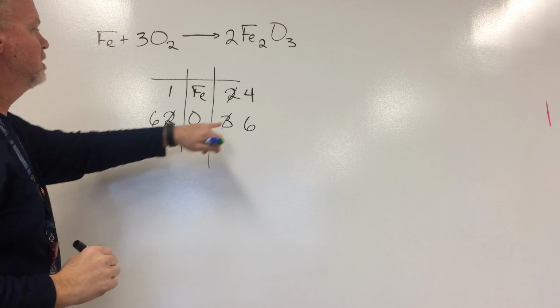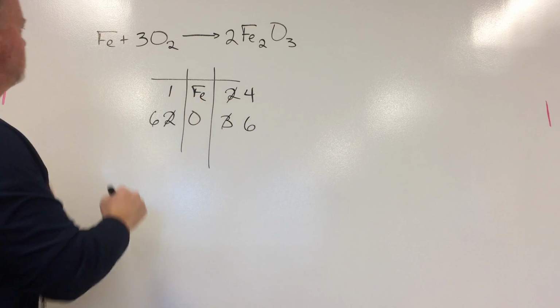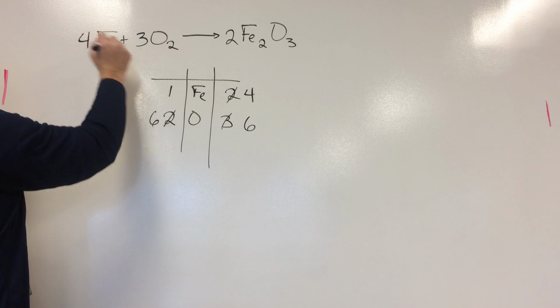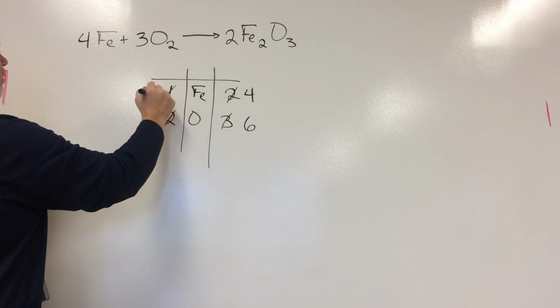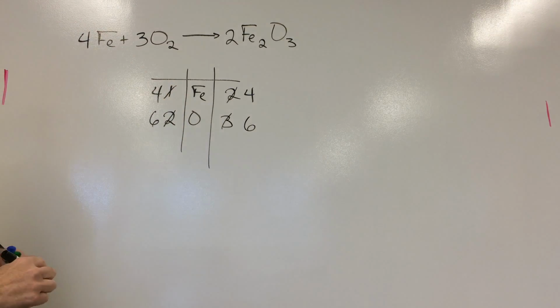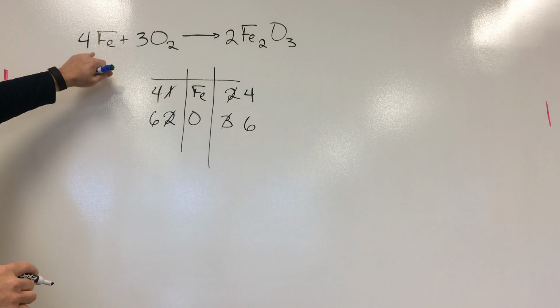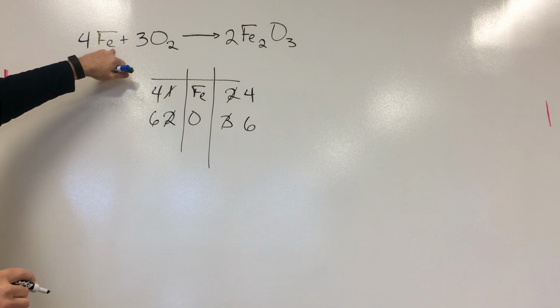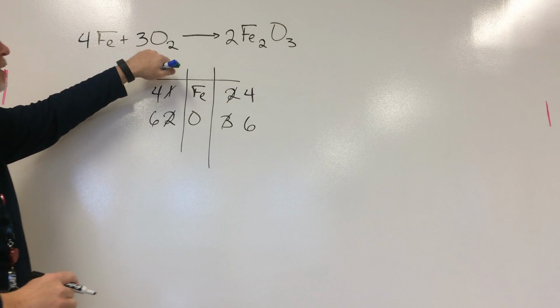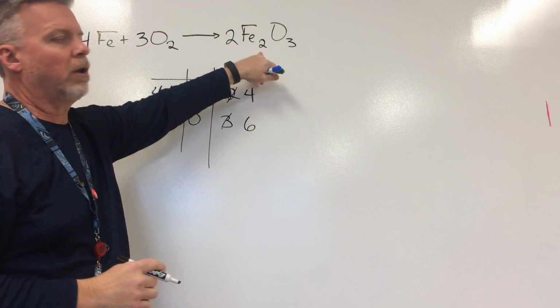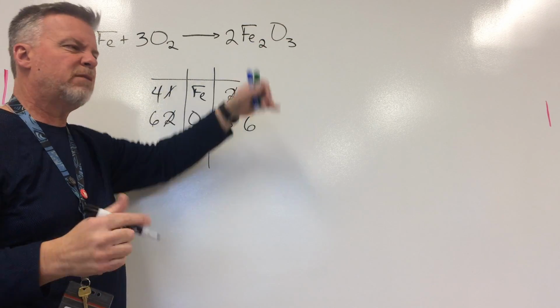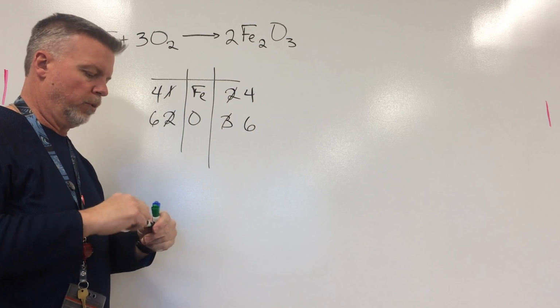And then finally, to balance this out, I need 4. This is a real easy one because it runs with Fe, so a 4 there gives me 4 irons. So that's my balanced equation. 4 Fe's, so 4 iron atoms plus 3 O2 molecules is going to give me 2 molecules of rust. That was pretty easy. I think we can do a little harder one than that.